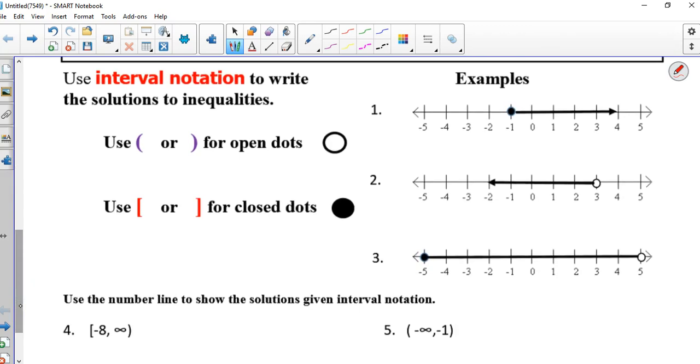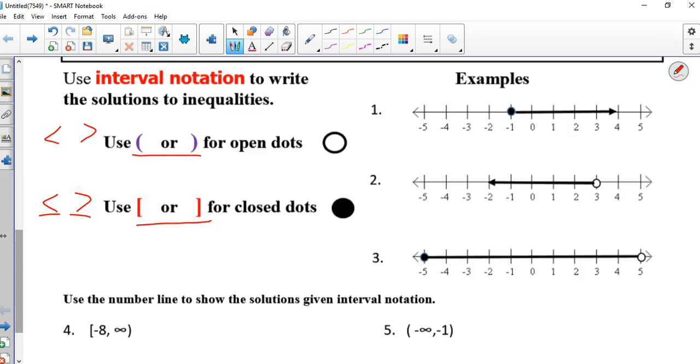Now, interval notation. Interval notation uses parentheses and brackets. Parentheses are for open dots, and brackets are for closed dots. Remember, these are greater than or less than, and this is our less than or equal, greater than or equal symbols. So we're going to graph them first as an inequality, and then convert it to interval notation.